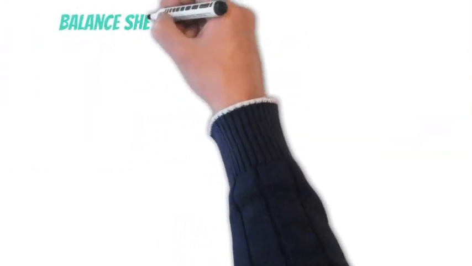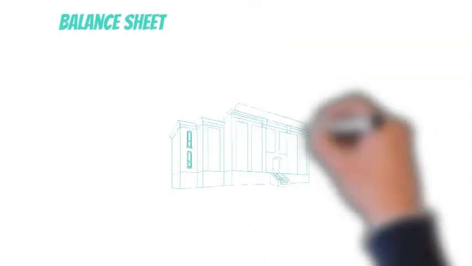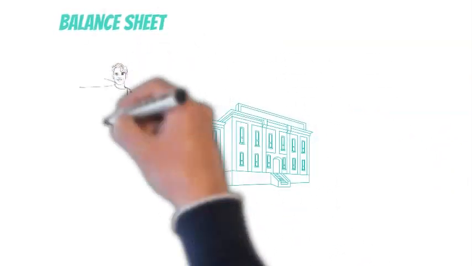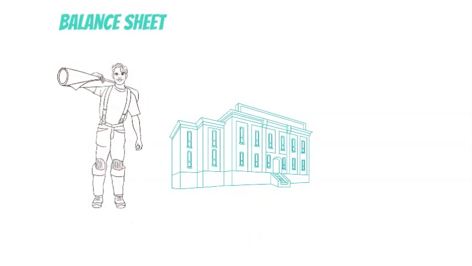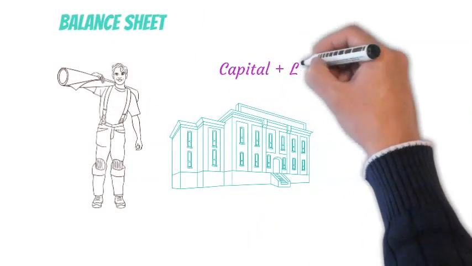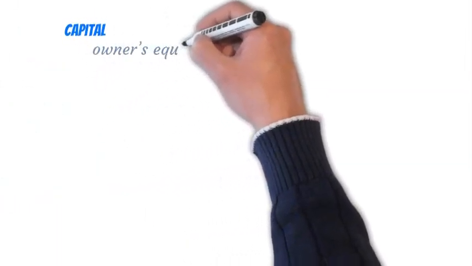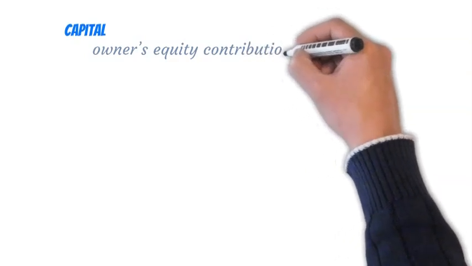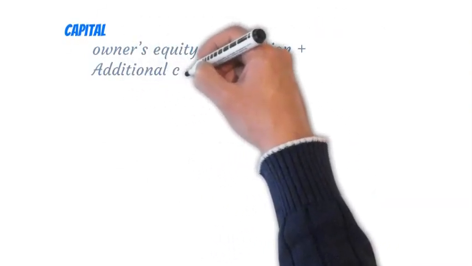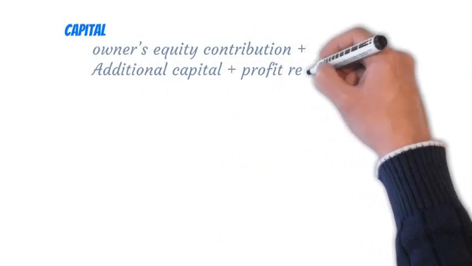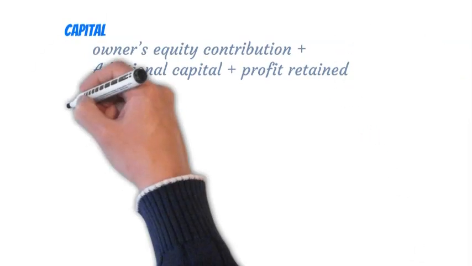Lastly, a balance sheet is prepared as part of a firm's financial statement. Herein the business capital, asset, and liability of the firm are accounted for and projected using the appropriate accounting formula, i.e. capital plus liability equals asset. Capital refers to the owner's equity contribution used in kick-starting the business, or additional capital provided by existing owners, additional owners, or profit retained and reinvested.